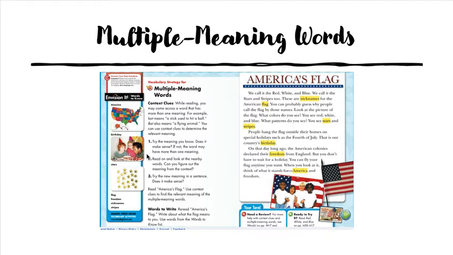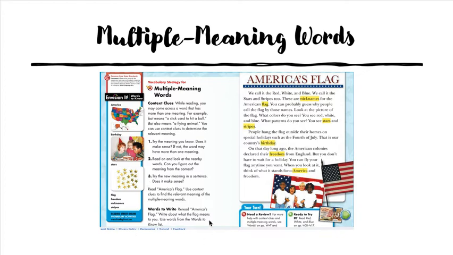Number 1, try the meaning you know. Does it make sense? If not, the word may have more than one meaning. Number 2, read on and look at the nearby words. Can you figure out the meaning from the context? Number 3, try the new meaning in a sentence. Does it make sense? Read America's flag. Use context clues to find the relevant word meaning of the multiple meaning words.